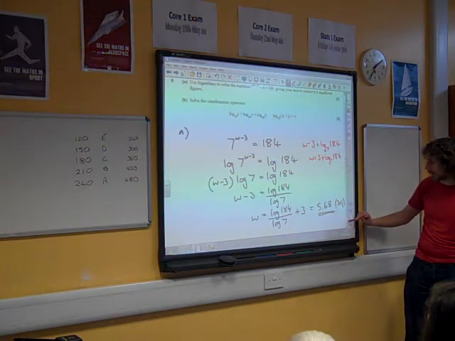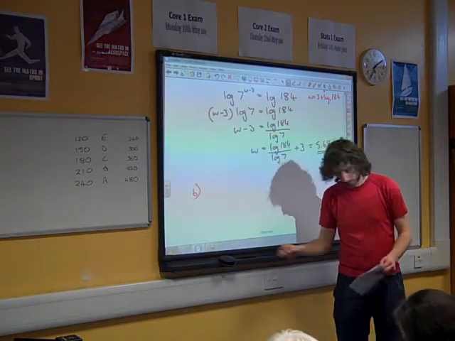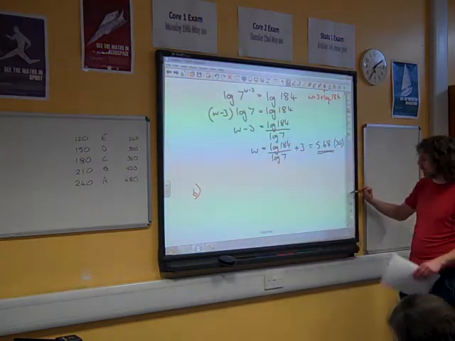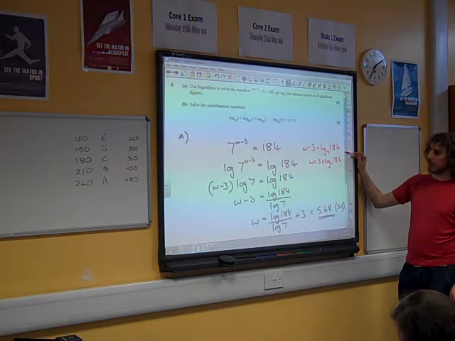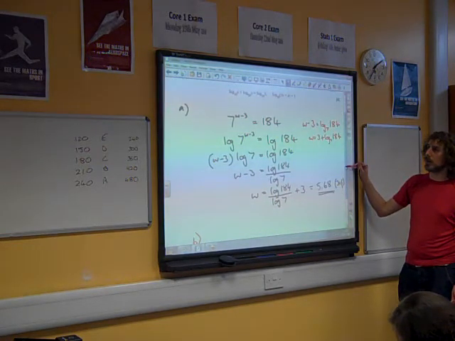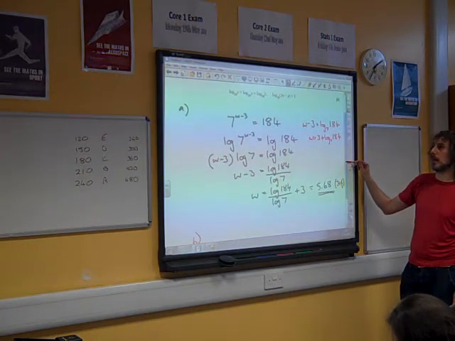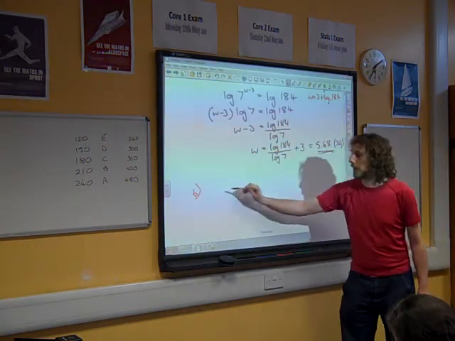Okay, part B, we just said this was unconnected. And part B says, solve the simultaneous equations. Well, we need to work on these simultaneous equations. We've got log base 10 of x plus log base 10 of y is log base 10 of 3. Let's start with that one.